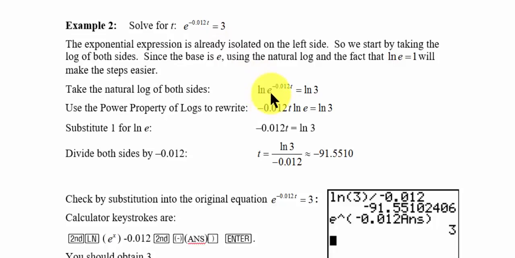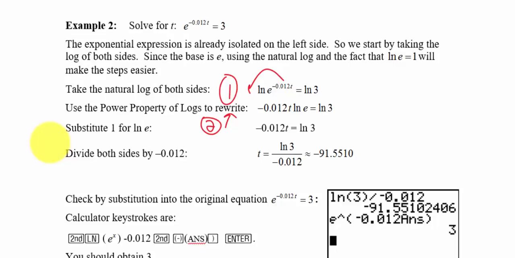Anytime I have an e in the problem, I prefer to use ln instead of log because it cleans up nice at the end. All right, so my first step would be take the natural log of both sides. So I'll write that down. So there's my step one. Step two, we can rewrite using properties of logs. All right, there's my rewrite.